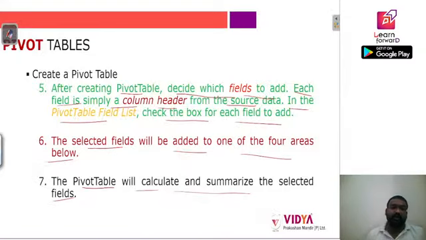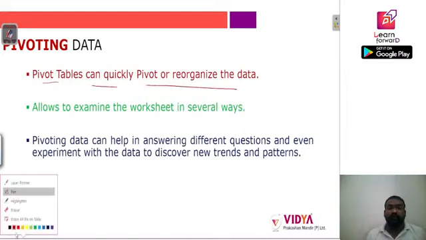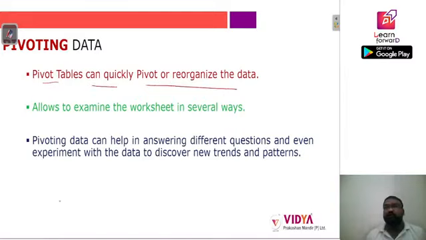Now let's see how we can manage our data, or how we can pivot our data basically. So pivot is something like you have to pick, you have to make shuffling and all, so that you can easily do. Now the pivot table can quickly pivot or reorganize your data. So basically you want to shuffle, you want to use different columns, different rows, so that can easily be done with the help of this pivoting.